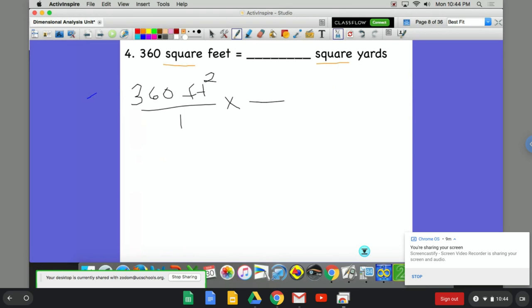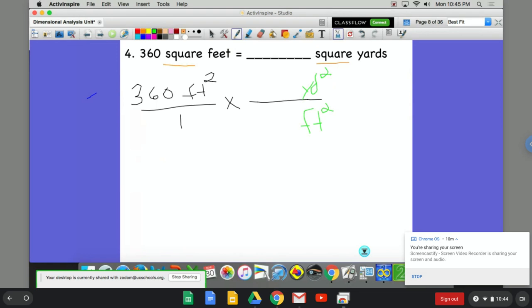And we need to multiply it by something. Now, can we go from square feet to square yards? Yes, there is a measurement between feet and yards, as we just noticed on our last one, but we need to make sure we're putting the right stuff where it needs to be. So feet squared needs to go on the bottom, and yards squared needs to go on the top. Now, please make sure you don't forget your squared.